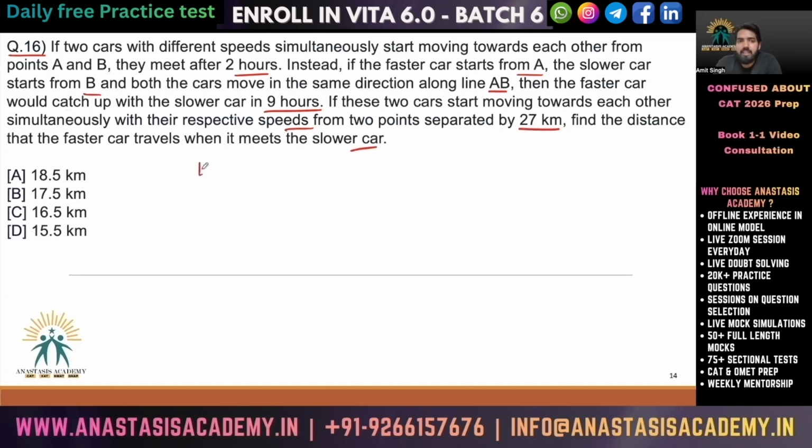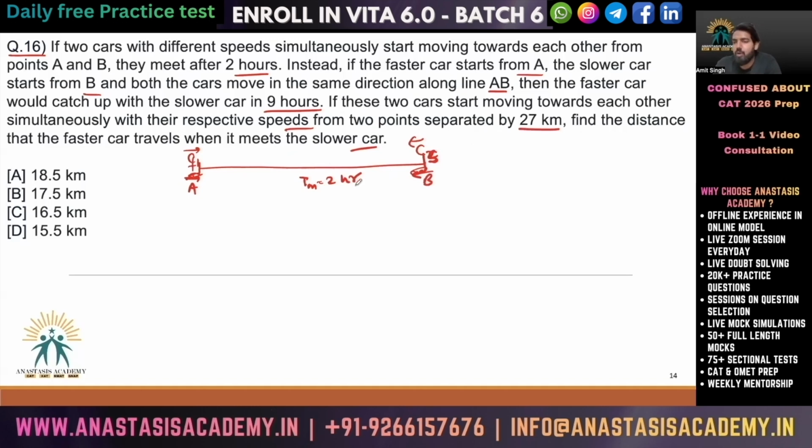Okay, so this is the case, right? If A and B are going in opposite directions, the time taken in meeting is 2 hours. So these are two points A and B, and two cars C1 and C2. This is car C1 and this is car C2. I'm assuming this is the faster car and this is the slower one.